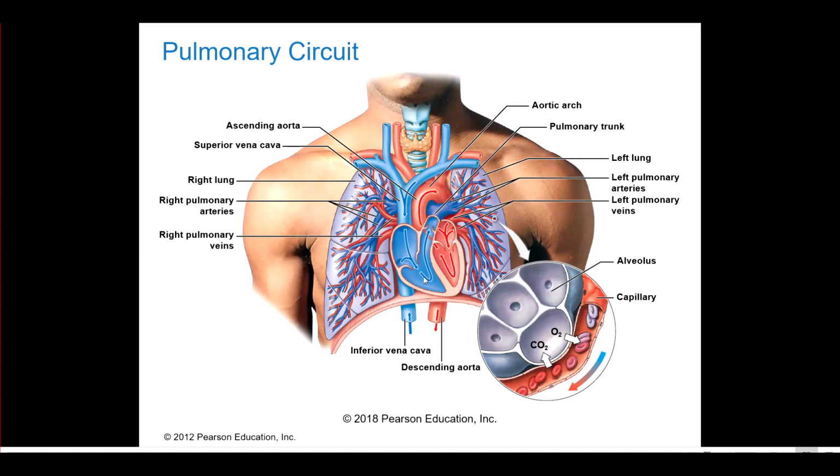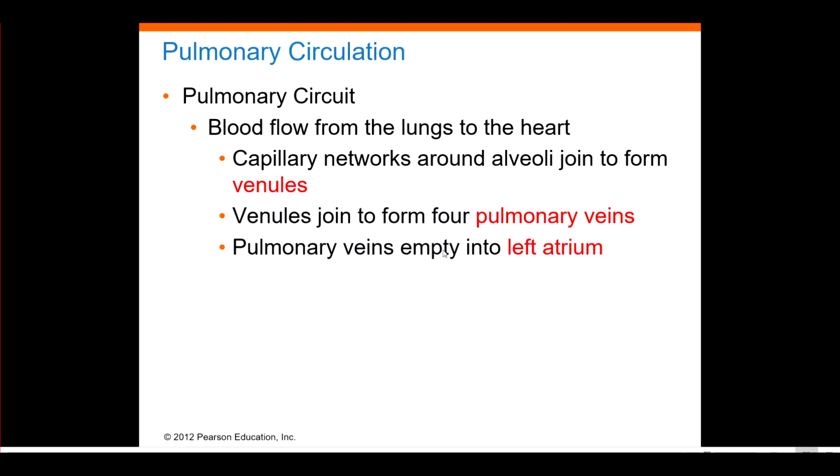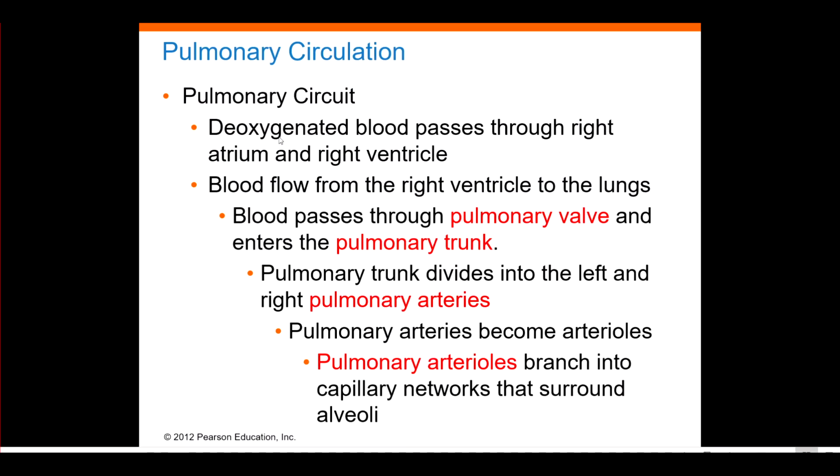So what the right side of the heart has to do is push the blood to the left and the right lungs. Their gas exchange will take place, and then the lungs will send the blood back to the left side of the heart. That blood flow from the right side of the heart to the lungs and then back to the left side of the heart is the pulmonary circuit. All right, that's what we're going to go over now. So deoxygenated blood is going to pass from the right atrium down to the right ventricle, right? Obviously we know it goes through the tricuspid valve.